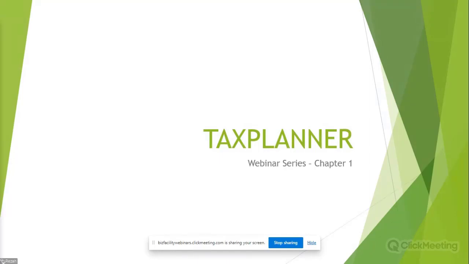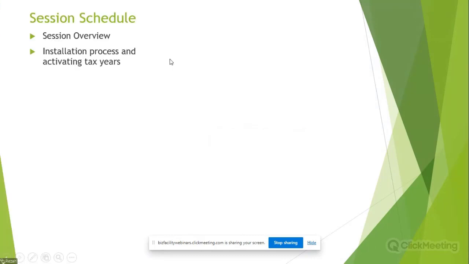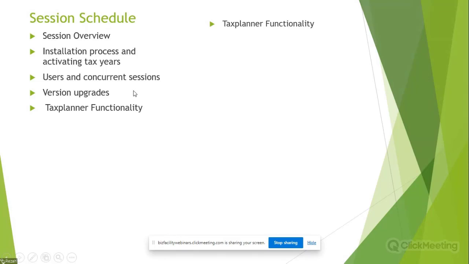So to start off, I thought I'd just run you through an overview of the session and the areas we'll be touching on today and the order of events. So the first thing we'd like to go through today is the installation process and the process of activating tax years. Then we'd like to show you users or licenses and running concurrent sessions of Tax Planner. And then also how to do version upgrades.